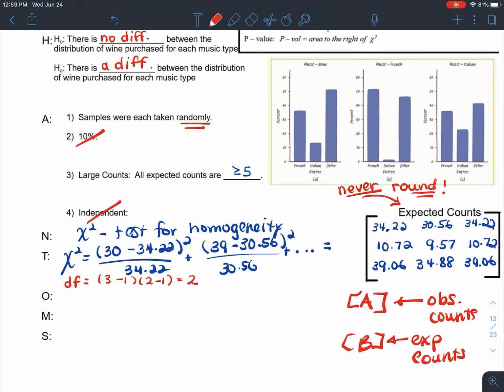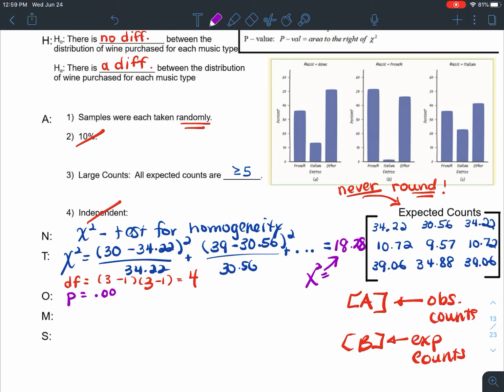Oh, I messed this up, degrees of freedom, didn't I? It was 3 columns and 3 rows, my bad. That would totally change the degrees of freedom. That would be 2 times 2. Degrees of freedom should be 4. Okay, I apologize.